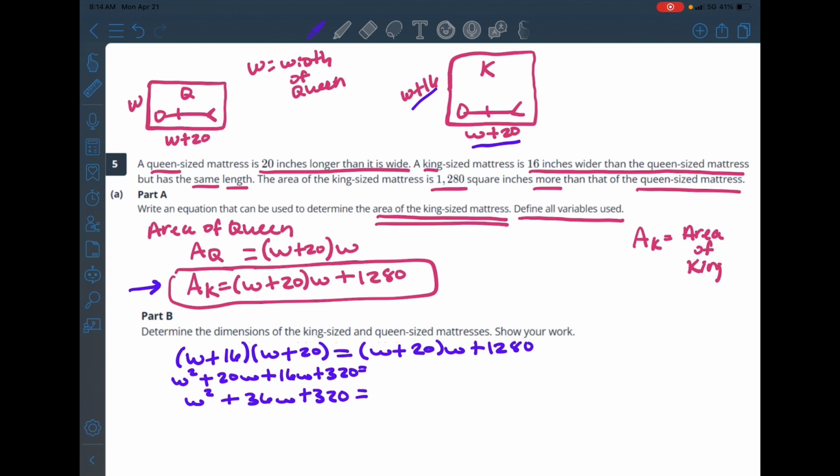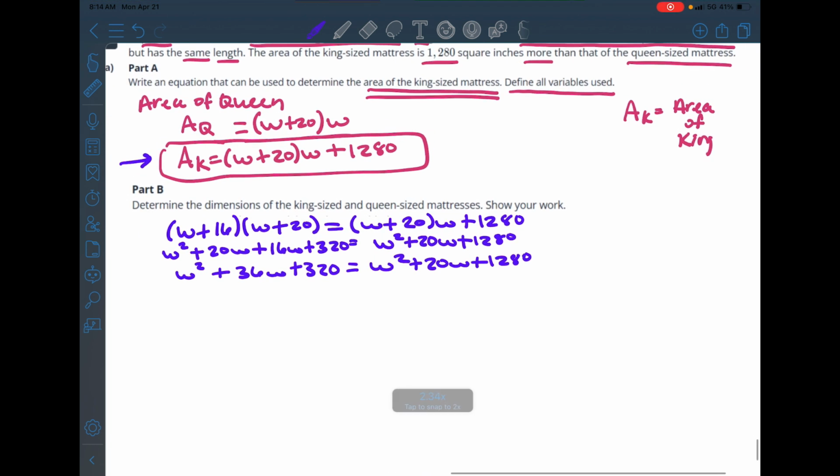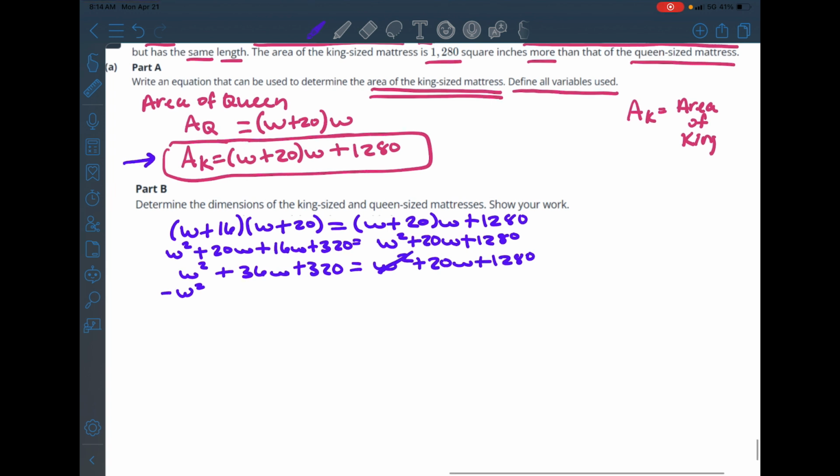So multiplying W plus 20 times W just gives me W squared plus 20W plus 1,280. I'm going to bring it down here so it'll all be in the same place. So now I just have to get everything combined. So if I see that I can subtract W squared over here, that makes that go away. And hey, W squared minus W squared, that goes away.